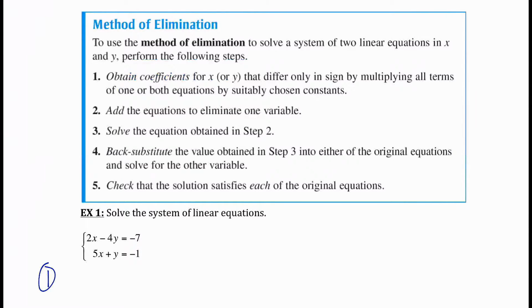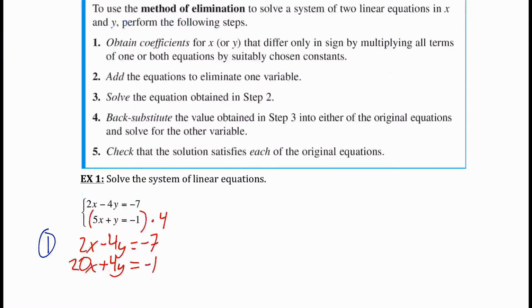By doing so, we're going to leave that first equation alone. We got 2x minus 4y equals negative 7. In the second equation, multiplying everything by 4, we got 20x plus 4y equals negative 1. Okay, so that's step 1 done.